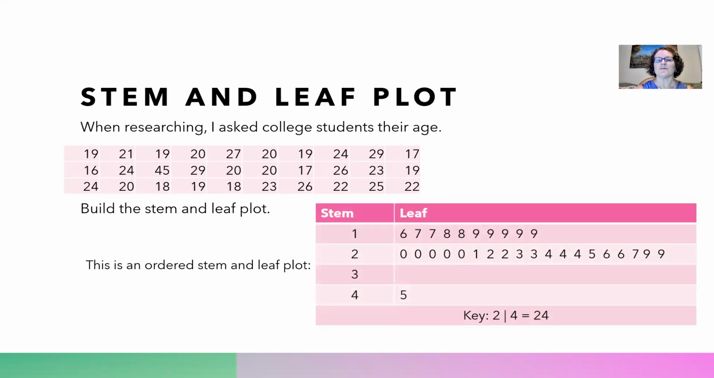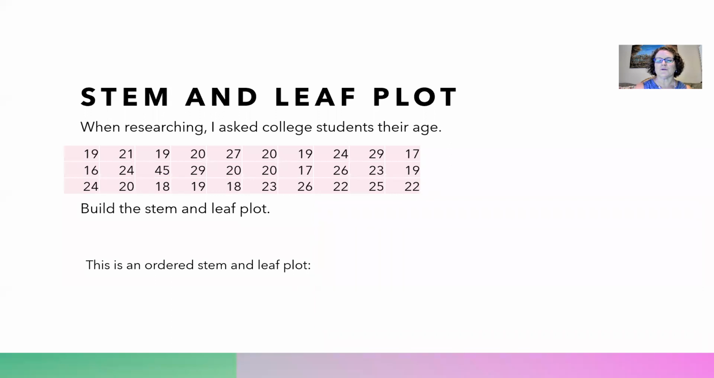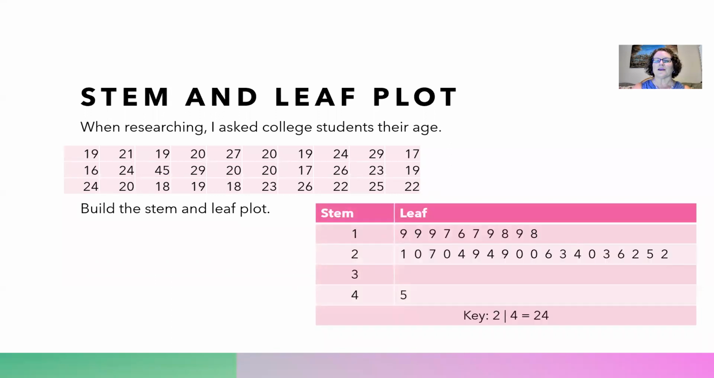The numbers go in order: 16, 17, 17, 18, 18, 19, 19, 19, 19, 19, 20, 20, 20, 20, 20, and so forth. You can easily see from either one that your lowest piece of data is 16 and your highest is 45. And most people in this class are in their 20s.